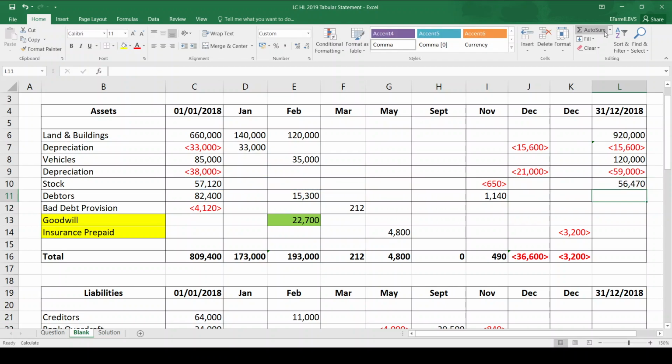Stock 56,470. Debtors are 98,840. Bad debt provision is 3,908. Goodwill 22,700. And insurance prepaid 1,600. And again, if I total all of those, I get 1,141,102. And I can just check adding them down again, and I get the same amount.